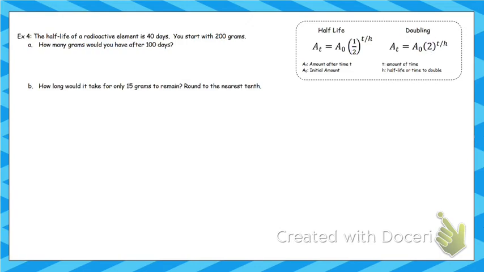So what this is, A with that little sub-zero is your initial amount, very similar to the principal, okay, the starting amount. The number by itself, the A sub t, that's the amount you have after whatever time that you're using.